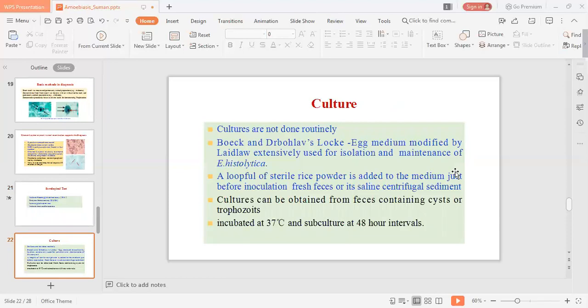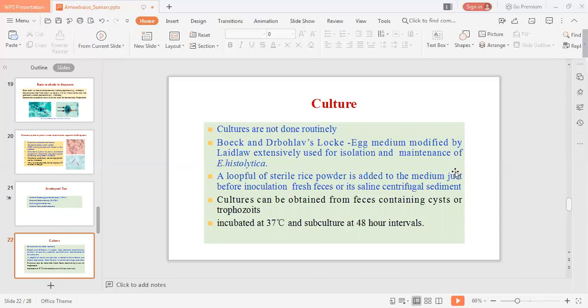Culturing of bacteria is not routinely done. A particular medium, that is Boeck and Drbohlav's egg medium, modified by Dobell and Laidlaw, is exclusively used for isolation and maintenance of Entamoeba histolytica.